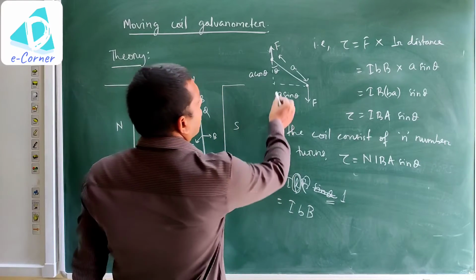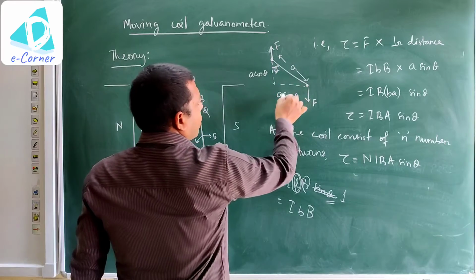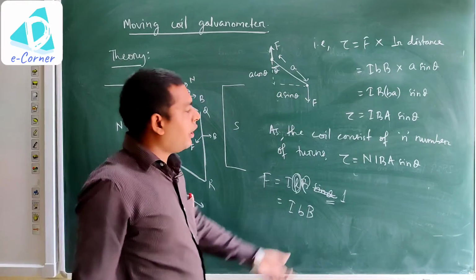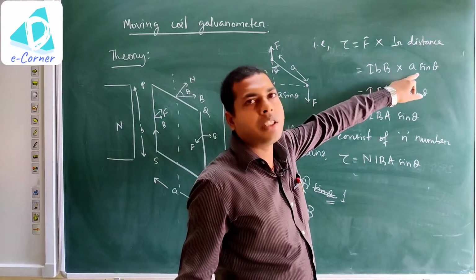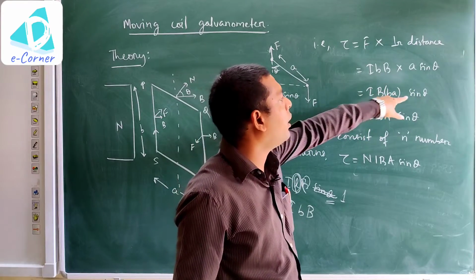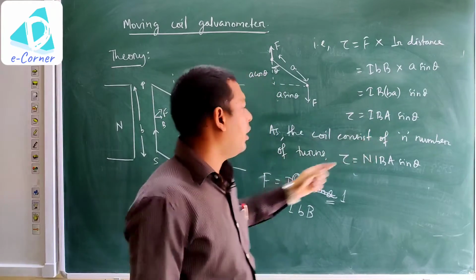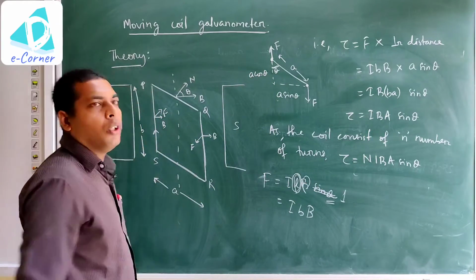In the last class we had discussed that this is the perpendicular distance because this is the angle theta, so the opposite of that is A sin theta. So the perpendicular distance is A sin theta. We have to multiply both, so I B b A sin theta. Again, b into A is the area of the rectangular loop.